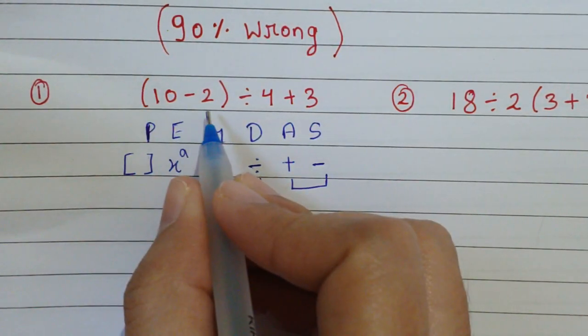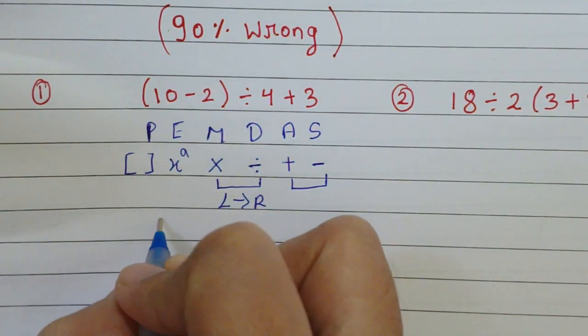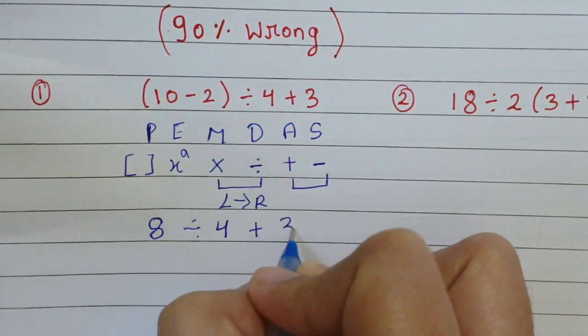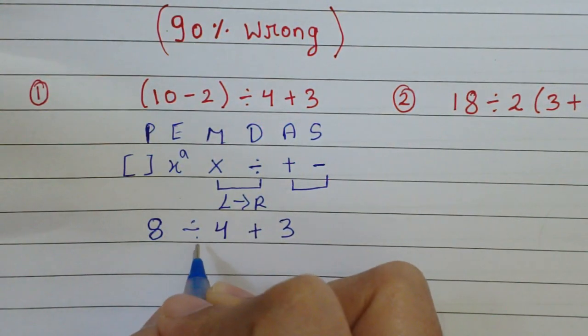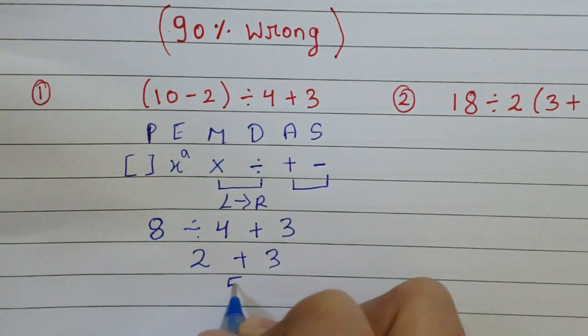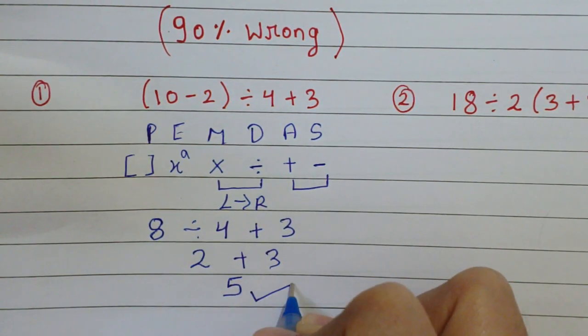So 10 minus 2, which is 8, divide by 4 plus 3. Then next we solve this division part. So 8 divided by 4 is 2, plus 3, which is 5. So 5 is the correct value for this expression.